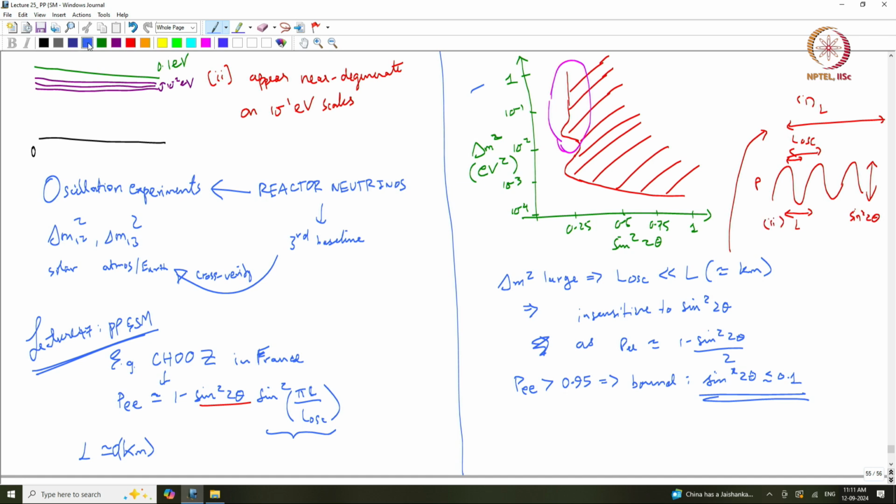Then, okay, if L is much smaller than L oscillation, what happens now? I can now take the sine square of the argument to be the argument square itself, correct, that is the limit, right, because L over L oscillation is a small number, right. So, I can write P_ee equals 1 minus sine square 2 theta delta m squared.